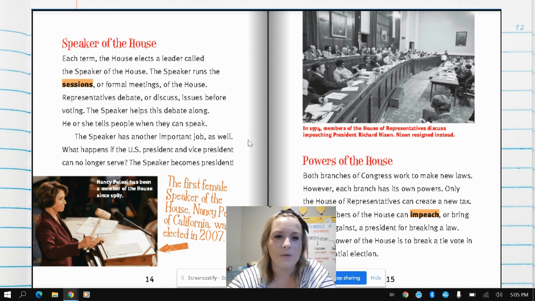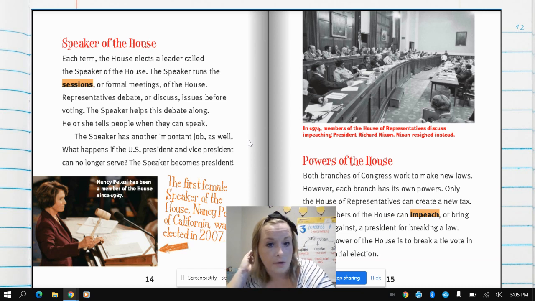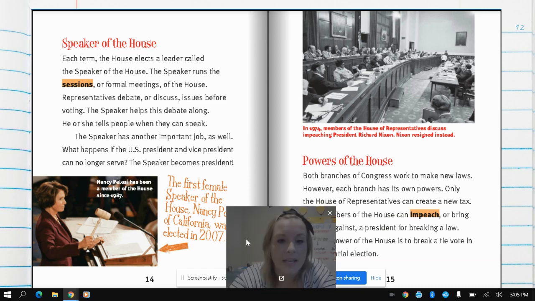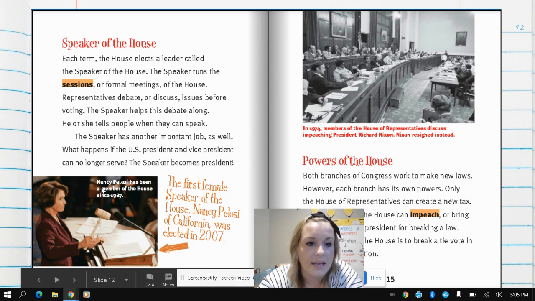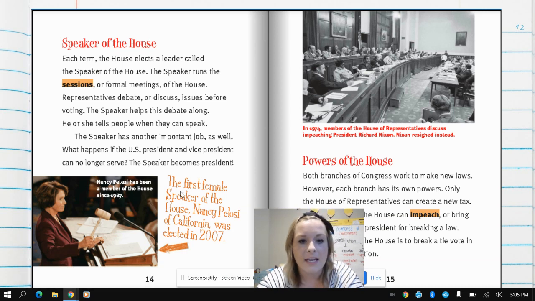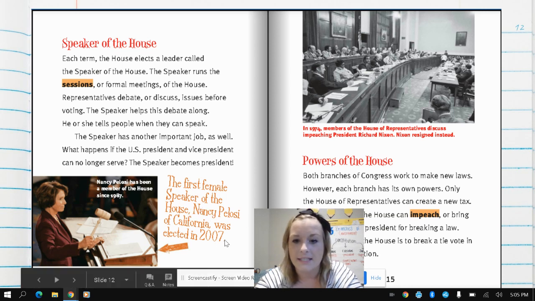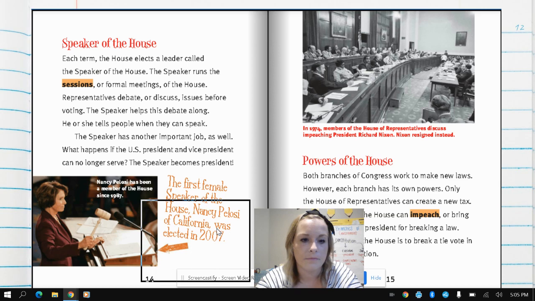What happens if the US President and Vice President can no longer serve? The Speaker becomes President. And it says here that Nancy Pelosi has been a member of the House since 1987. It says the first female Speaker of the House, Nancy Pelosi of California, was elected in 2007.